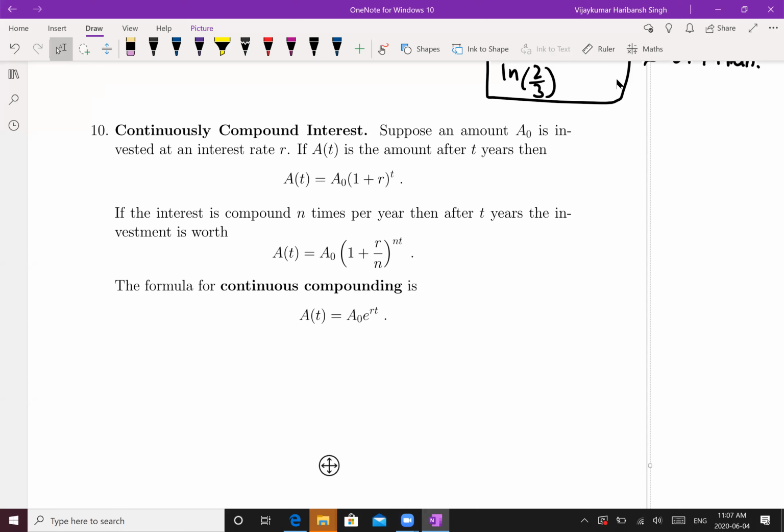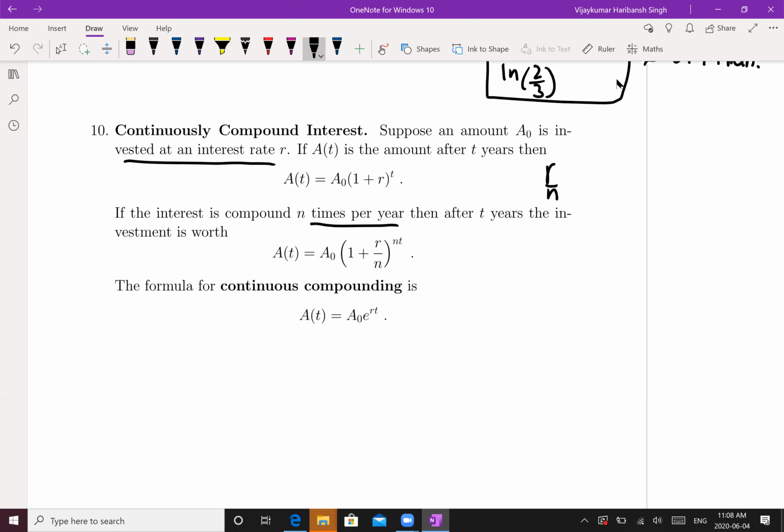Now, if A0 is the amount of money invested at interest rate R, and let AT be the amount after T years, then the formula is given by AT is A0 times (1 plus R) to the power T. Now if you compound it n times per year, then the formula becomes what? The rate becomes R by n, right? You can think about the rate basically getting distributed over these n periods per year. So you get R by n, but now you're compounding for T years. And then the formula for continuous compounding is AT is A0 e to the power RT.